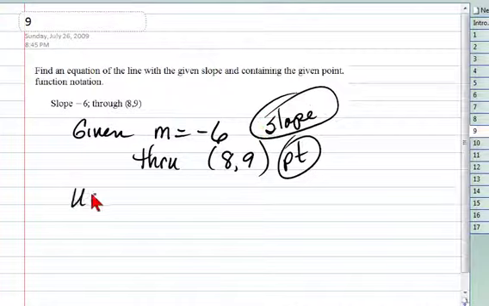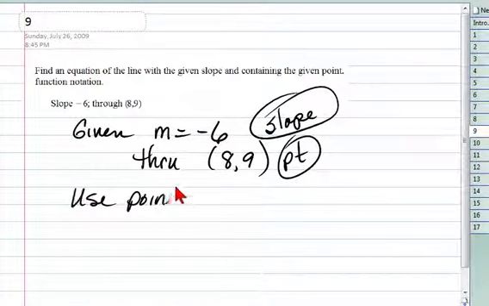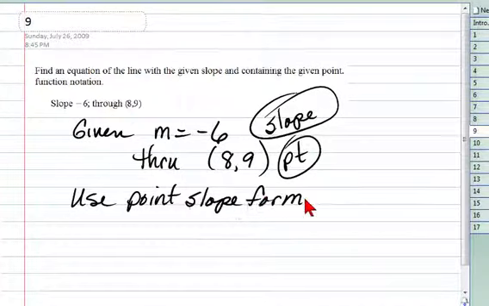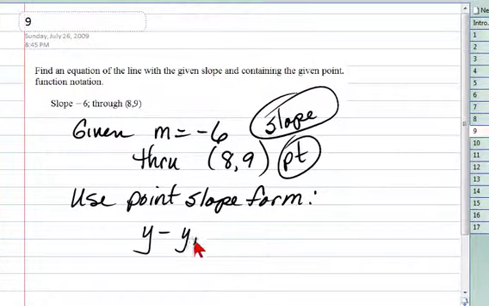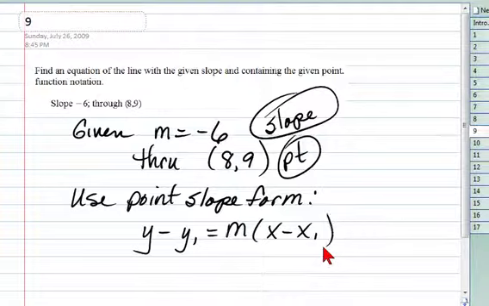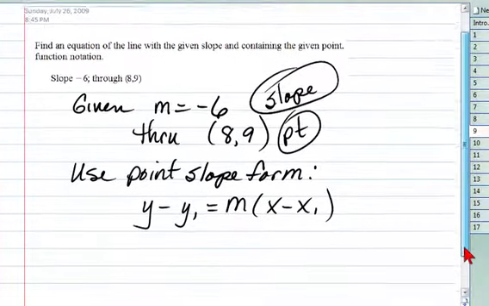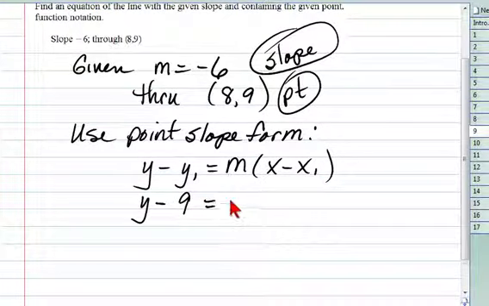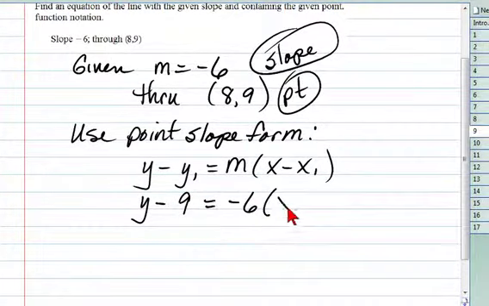So let's use point-slope form. y minus y1 is equal to m times x minus x1. That's going to be y minus, what am I going to put in the place of y1? 9, is equal to negative 6, parentheses, x minus 8.